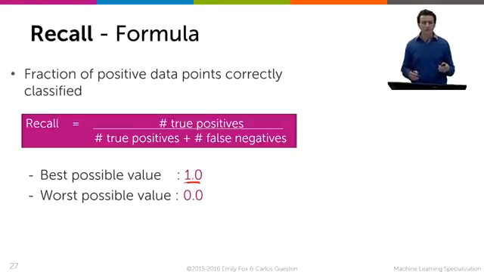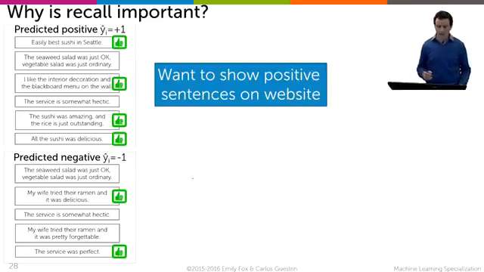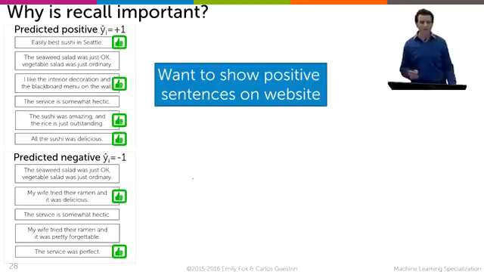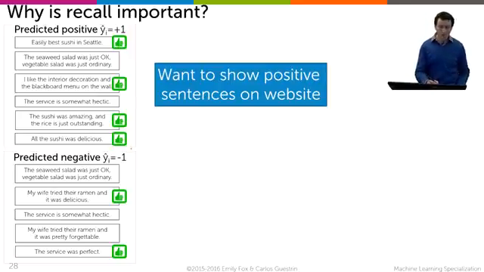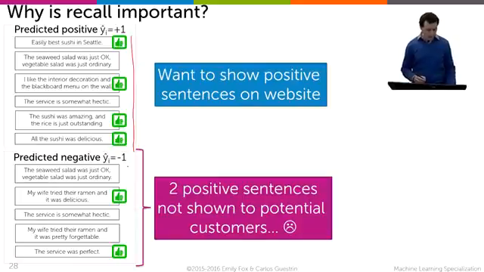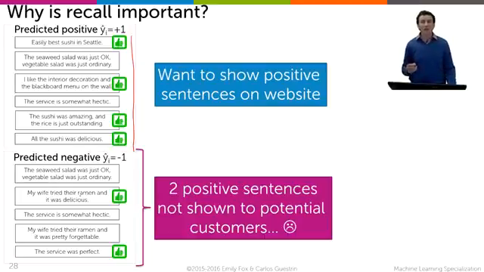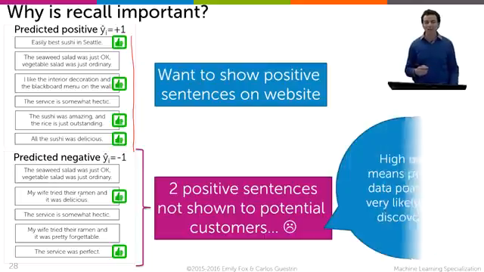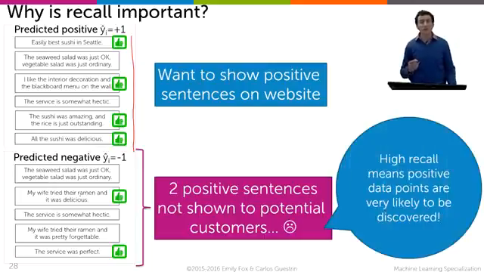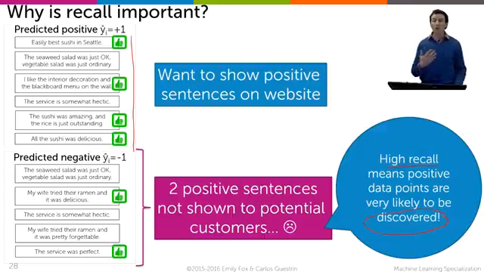So if we go back to the example that we've been looking at, I want to show positive sentences on my website. I got 4 of them in y hat i equals +1, but I missed out on 2 sentences. For example, I missed out on a sentence that said, my wife tried the ramen and it was delicious. And so maybe somebody's interested in ramen, they don't see that sentence, they don't go to my website, and so I missed out on something really good. So a high recall means that you discover everything positive that's being said about the restaurant, or all the positive data points.